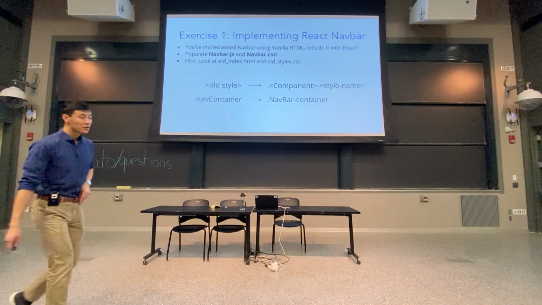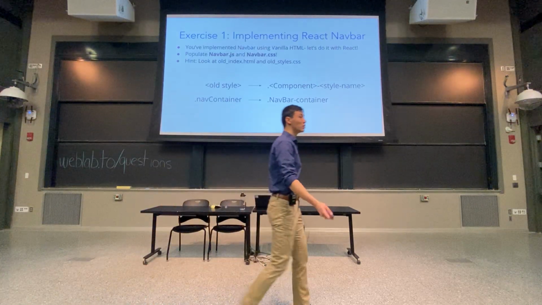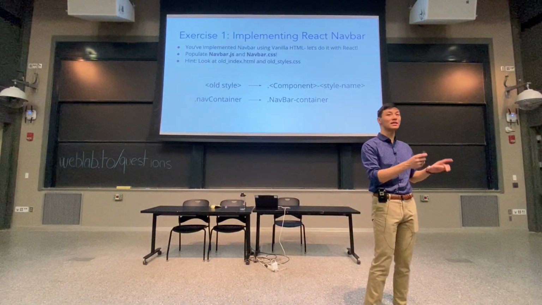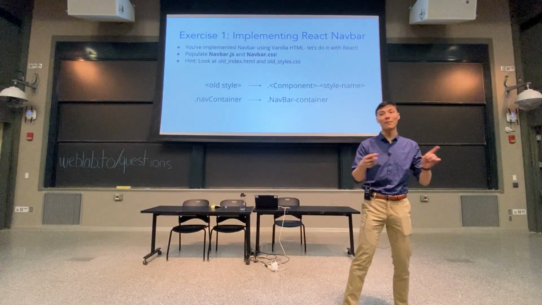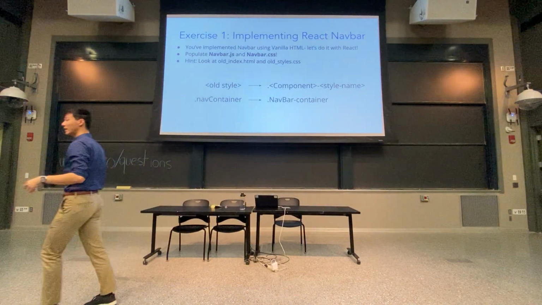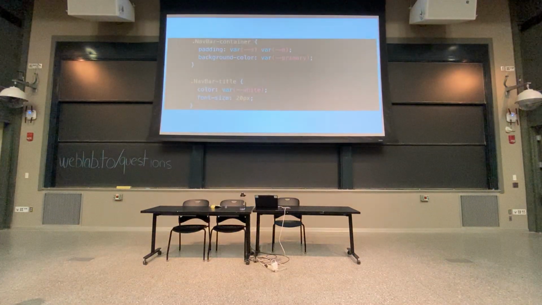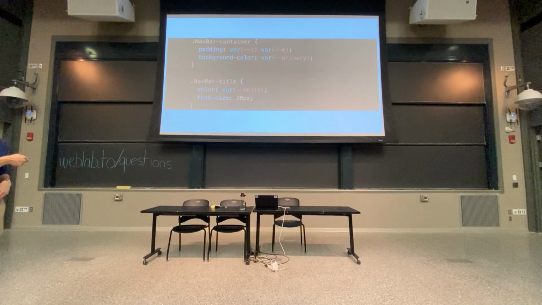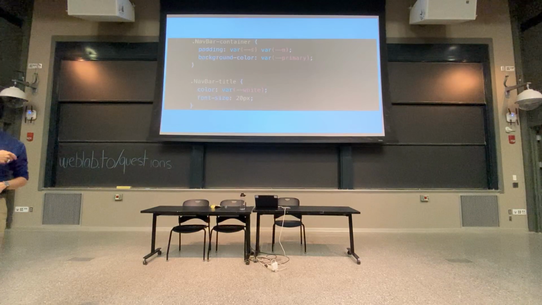So here's what we got. Basically, what we want to do is move over the styles into navbar.css, right? Move over the HTML to the components. So let's look at the styles first. So here's what I came up with, right? What we've basically done is we've taken the old styles for container and title, and we just pasted them into these new styles. So just changing the names.